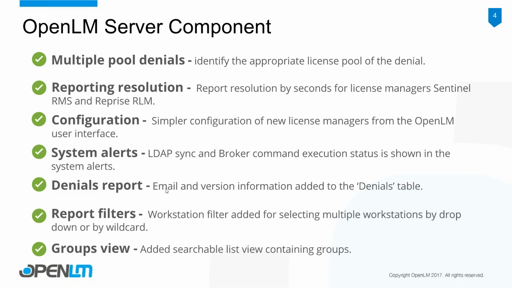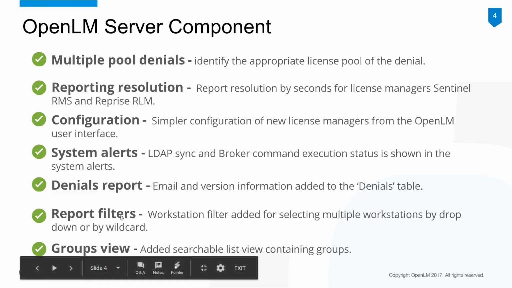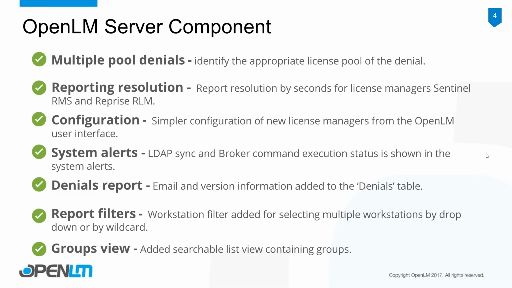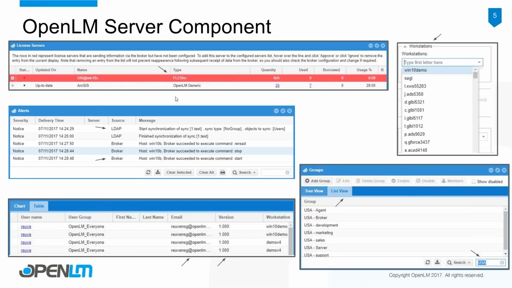The denials report had the email and version information added in the denials table. All report filters had the OpenLM workstation filter added as a drop-down, so you can select multiple workstations from the drop-down or by using a wildcard. The groups window has a searchable list view added to it. So now you'll be able to search your groups, not only see them in a tree view.